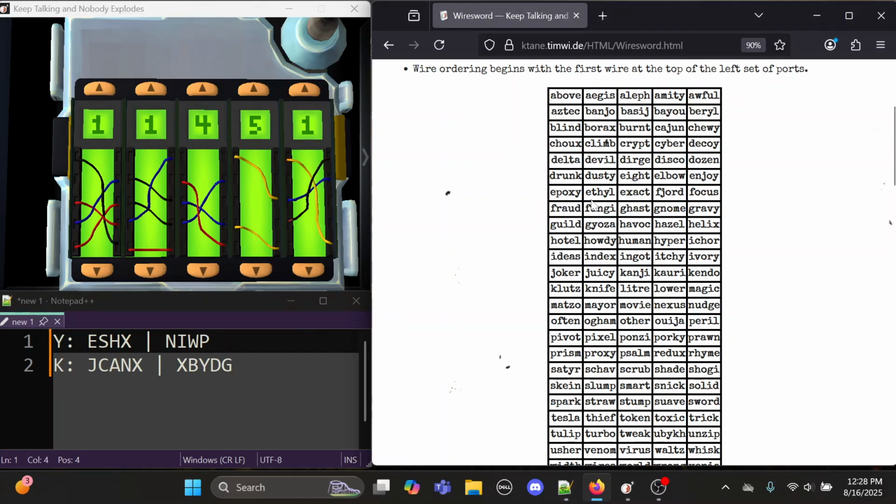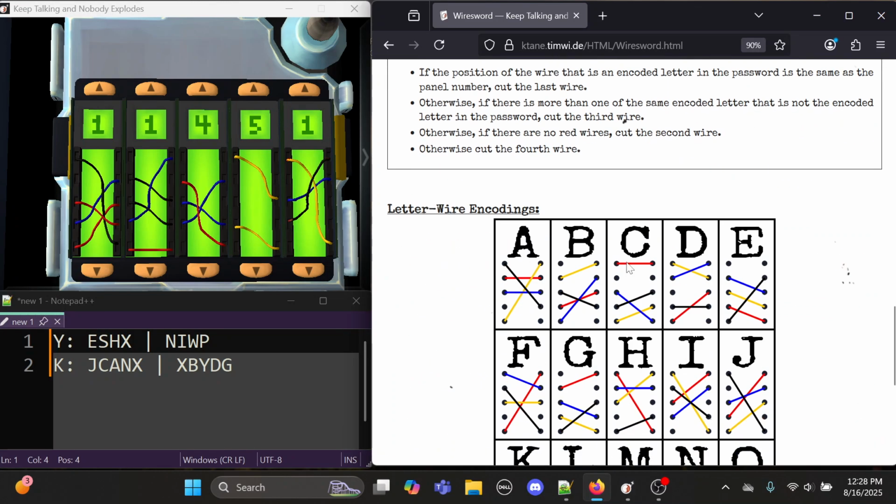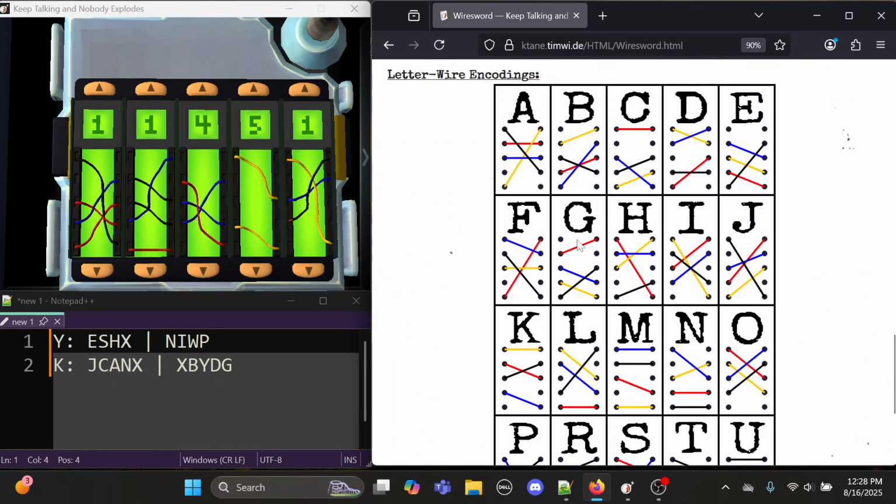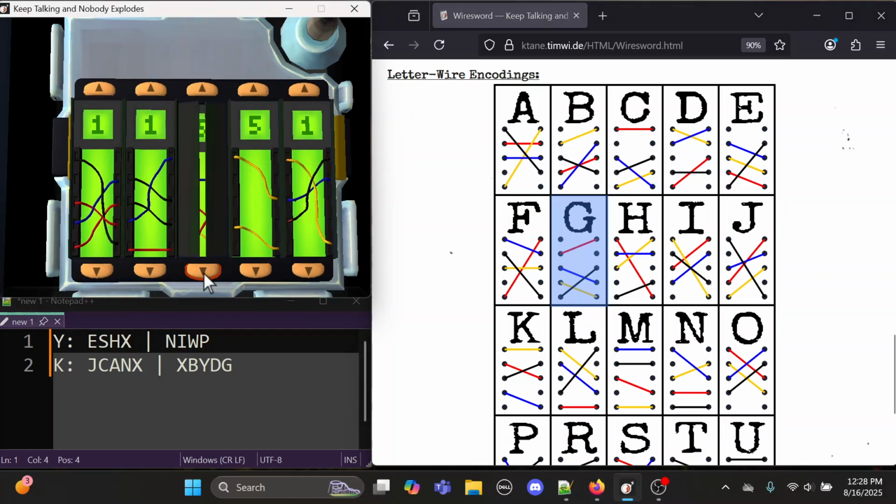Echo words, let's take a look. We have 8. 8 is a possibility. Elbow is not. Enjoy is a possibility. Epoxy is an option, yes. And ethyl is not an option. Exact is not an option. So we have 3 options here to work with. Let's try and find golf for 8. Golf is a 4 to 5 for yellow. It does exist, so we can do that.